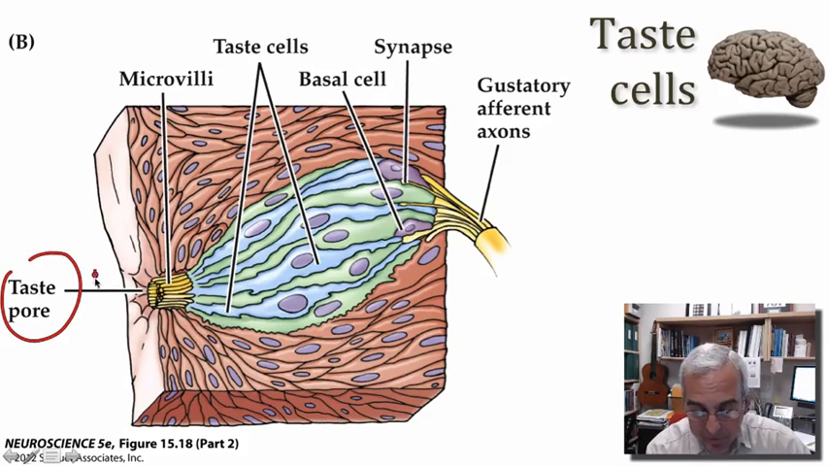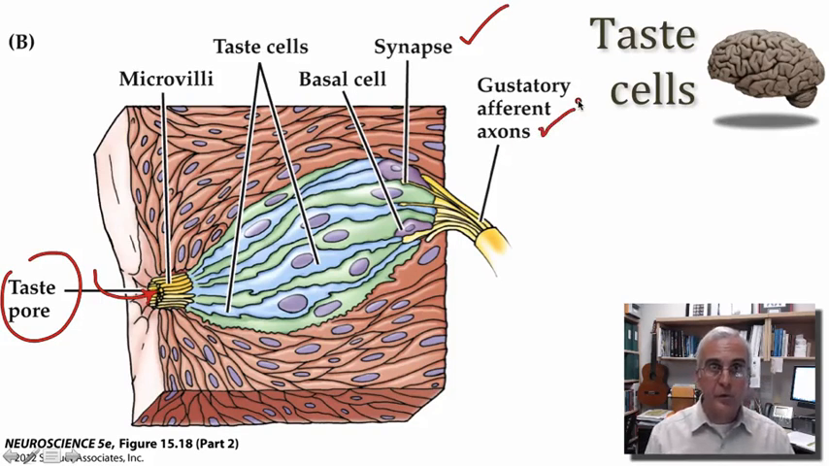So it's specifically through this taste pore that our ingested molecules would interact with the apical surface of our taste cells. And it's at that apical surface that they interact with the tastant molecules, leading to the depolarization of those taste cells, the release of neurotransmitter at a synapse between the base of the taste cell and the axons of those 3 cranial nerves, nerves 7, 9, and 10.